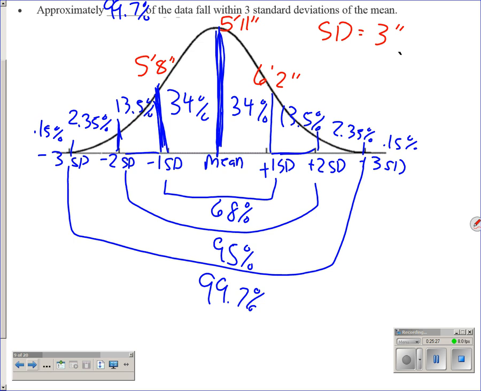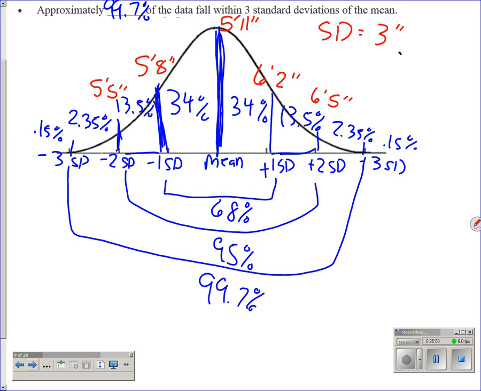Okay. Let's add and subtract 3 more. So 6'5" and 5'5". So 95% of my population falls between 5'5" and 6'5". Right? Maybe? I can see that. I don't know many people past 6'5".